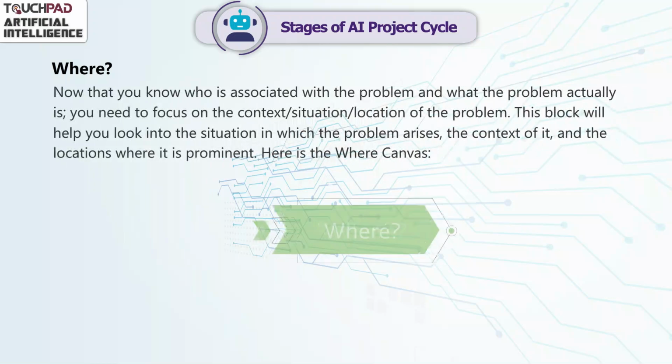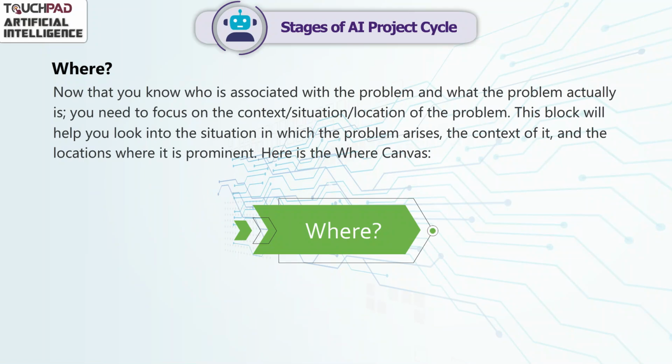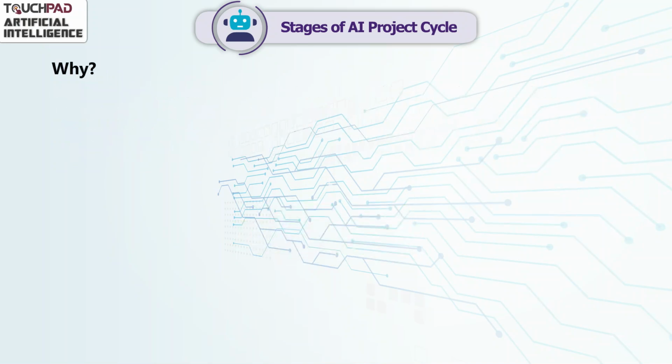Where. Now that you know who is associated with the problem and what the problem actually is, you need to focus on the context, situation, location of the problem. This block will help you look into the situation in which the problem arises, the context of it, and the locations where it is prominent. Here is the where canvas.